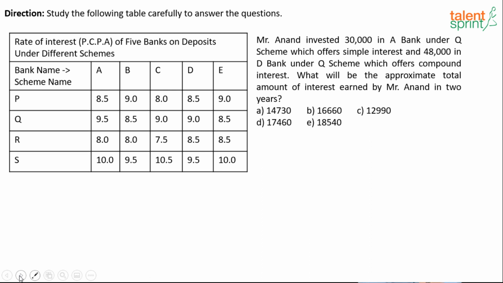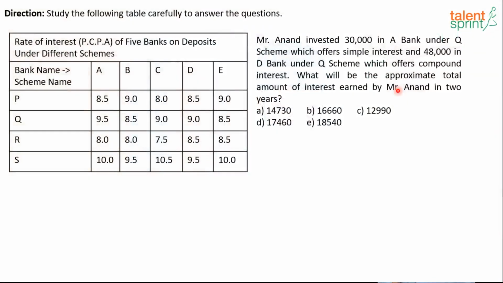Now this talks about Mr. Anand, who invested 30,000 in A bank under Q scheme, which offers simple interest, and 40,000 in D bank under Q scheme, which offers compound interest. What will be the approximate total amount of interest earned by Mr. Anand in 2 years? Now, as you all can observe, the data is really simple. The type of questions that we may see are also going to be easy. I mean, like in this one, you have to find out the interest from one particular scheme of a bank, interest from another scheme of another bank, and get the total interest value. One is a simple interest case, the other is a compound interest case.